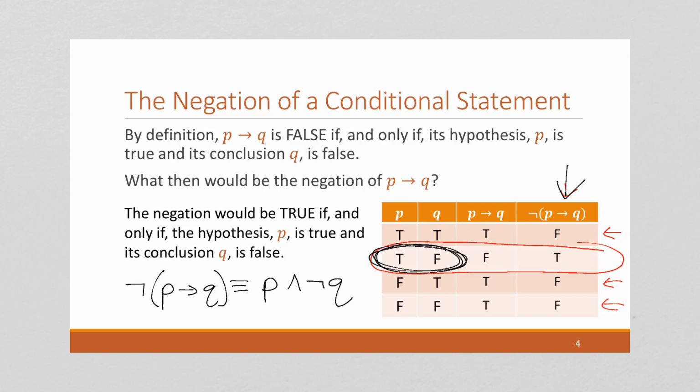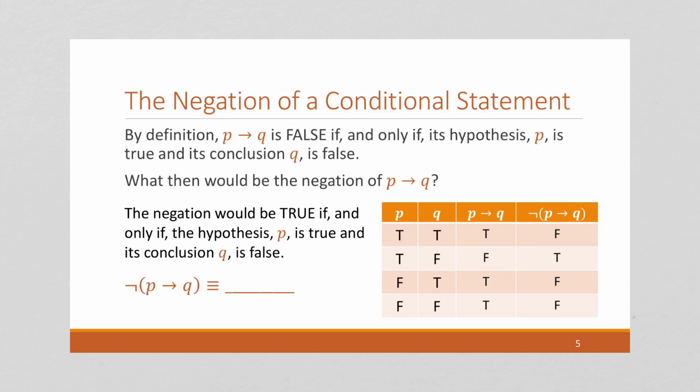Okay, so if there were multiple rows in this truth table that were true, then this would be more complicated. But given that there's only one row that's true, I can specify the details of that row. Well, P is true and Q is false. How do I indicate that Q is false? Well, I say that the negation of Q is true. So this is the negation of an implication. This is P and not Q, as we did before.